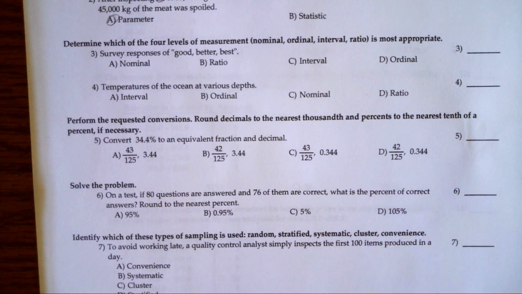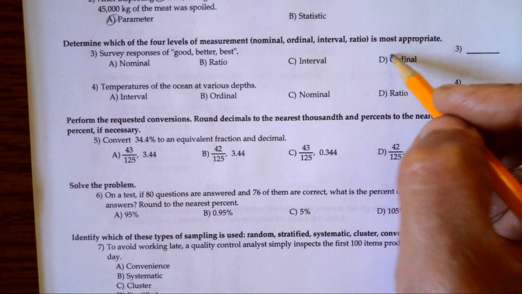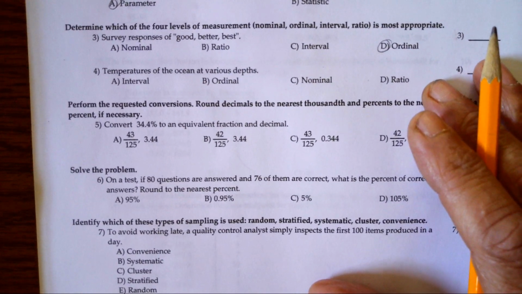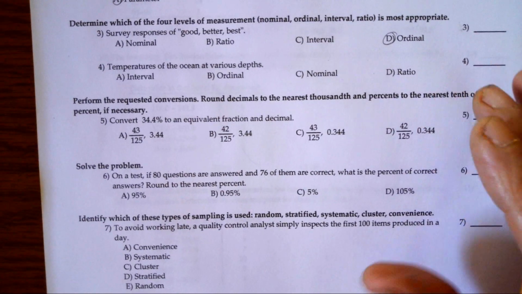Find the appropriate level. Good, better, and best is very similar to A, B, C, D, 1 star, 2 star, 3 star. It's the ordinal level of measurement. Good, better, and best, 1 star, 2 star, 3 star, A, B, C. Ordinal.